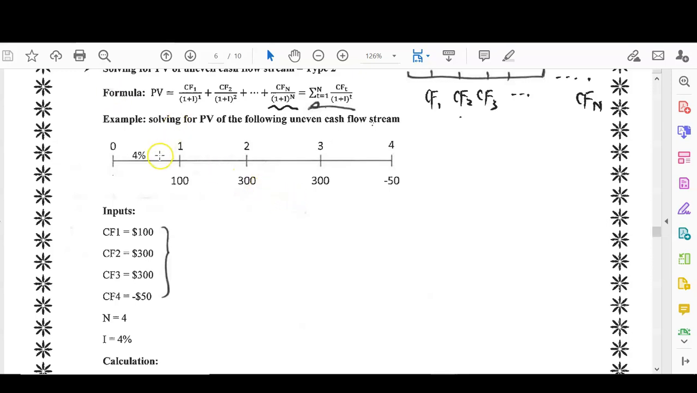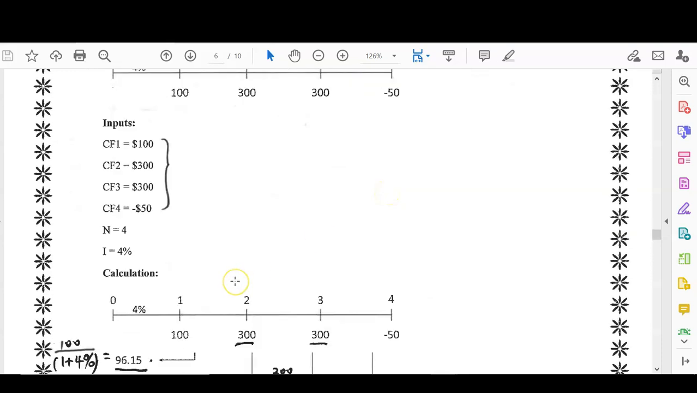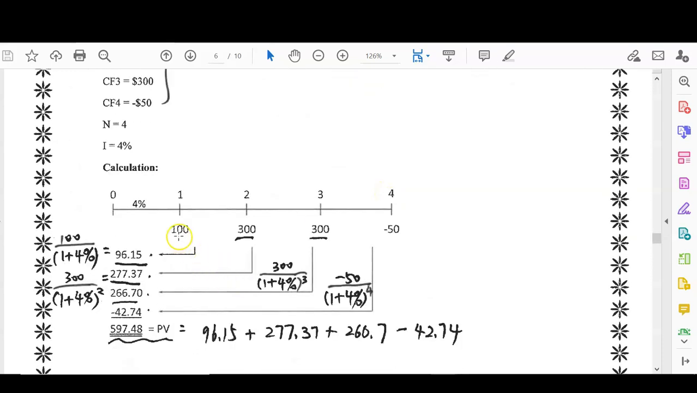Okay, so using the formula, you can treat this 100 as cash flow 1, and our cash flow 2 is 300, cash flow 3 is 300, cash flow 4 is negative 50. Okay, so we can just use 100 divided by 1 plus 4%. So we have the present value of the first 100 as 96.15. And for cash flow 2, 300, we should divide by 1 plus interest rate 4% to the power of 2, squared.